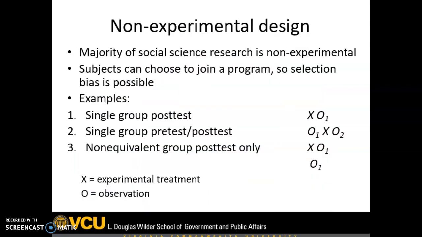When neither experimental nor quasi-experimental design is feasible, social scientists can conduct non-experimental studies. Non-experimental designs do not control for threats to internal validity. We will talk more in depth about non-experimental designs in the next lecture.